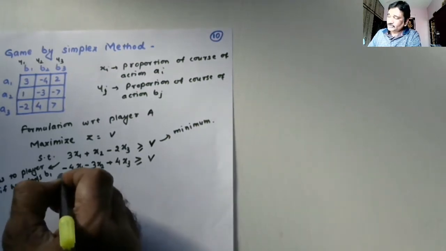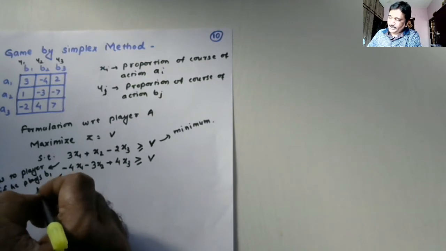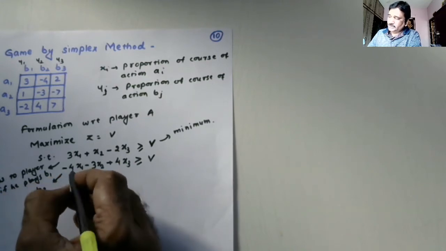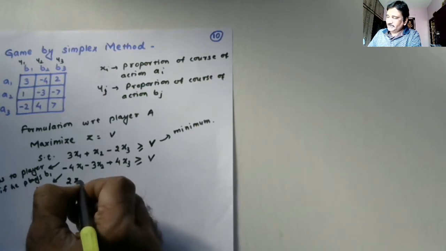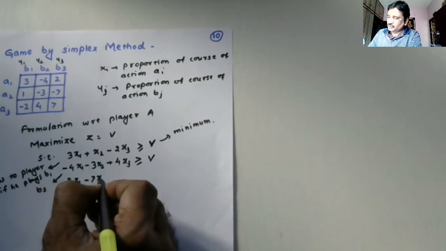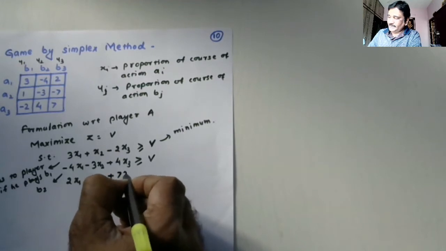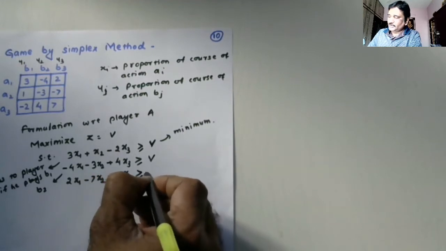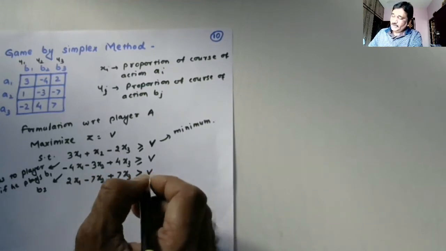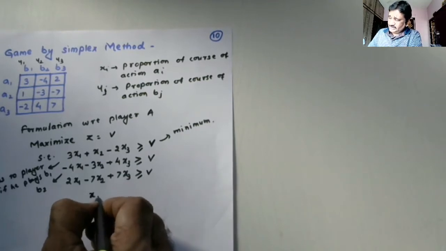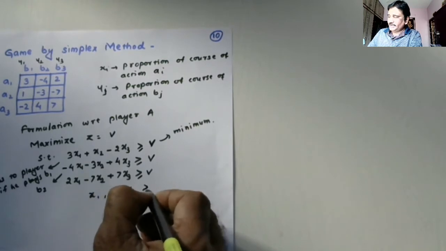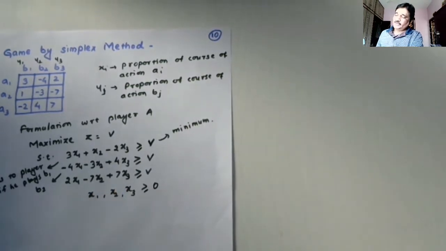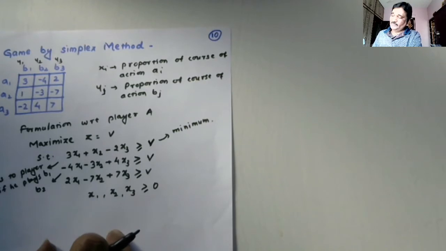Okay, so this is the constraint if player B plays B2, and likewise the third constraint will be 2x1 minus 7x2 plus 7x3 greater than or equal to V. And lastly x1, x2, x3 will all be greater than or equal to 0. This is the formulation of the game from the point of view of player A.